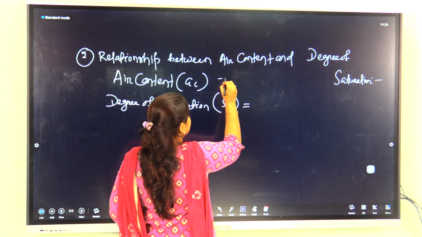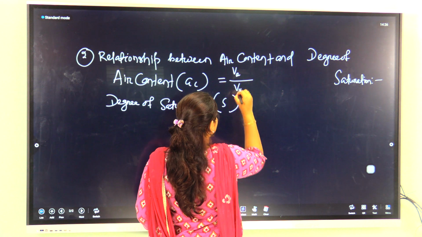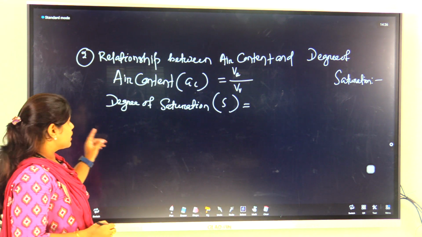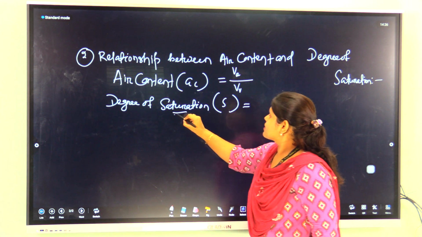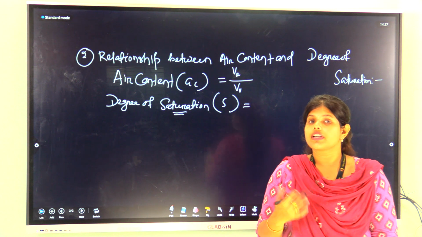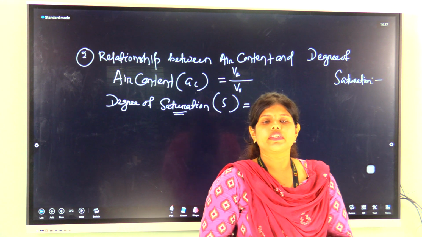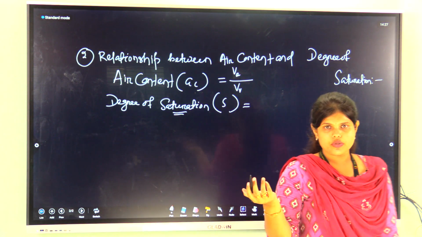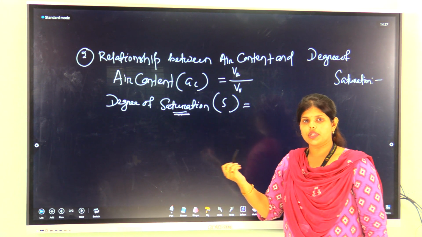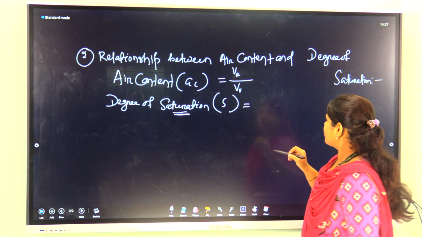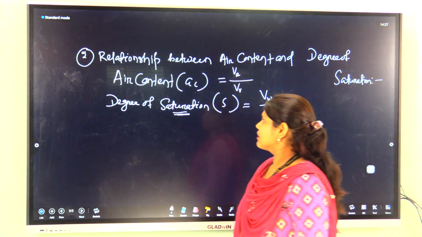So, air content will be your volume of air divided by volume of void. In degree of saturation, we can remember easily how? Here saturation is here. How can we call soil saturated? If water is present in soil, so soil is saturated. So, from this we know that water is here. So, easily we can write Vw upon Vv.